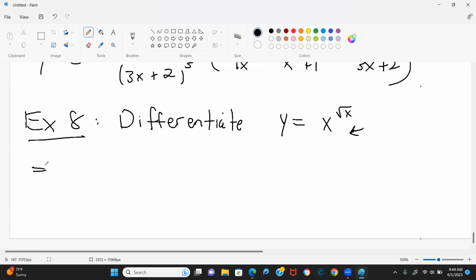So what does that involve? Well, that involves taking the natural log of both sides.